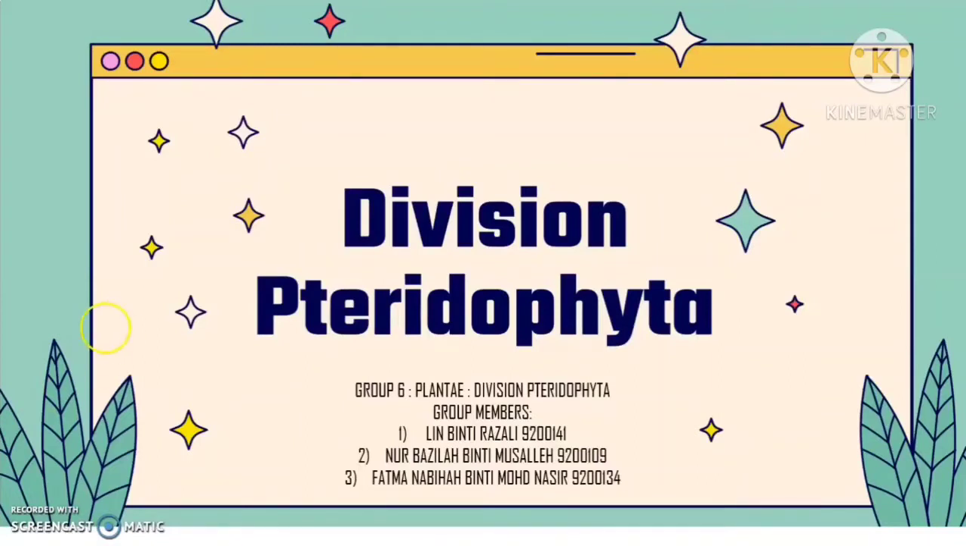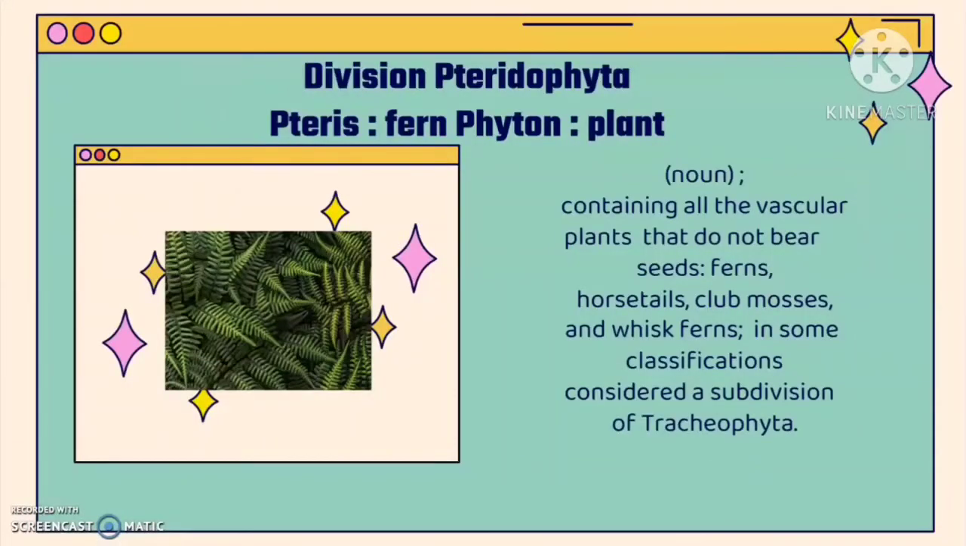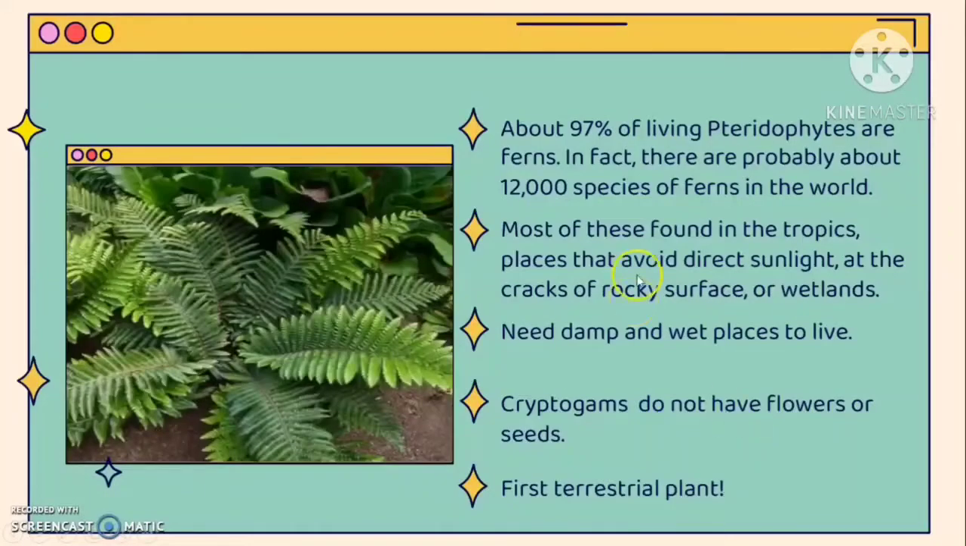Okay, so firstly, about the introduction. Division Pteridophyta. Pteris refers to fern, and phyton refers to the plant. It is a noun containing all the vascular plants that do not bear seed, which are fern, horsetail, club mosses, and whisk fern. In some classifications, it is considered a subdivision of tracheophyte.